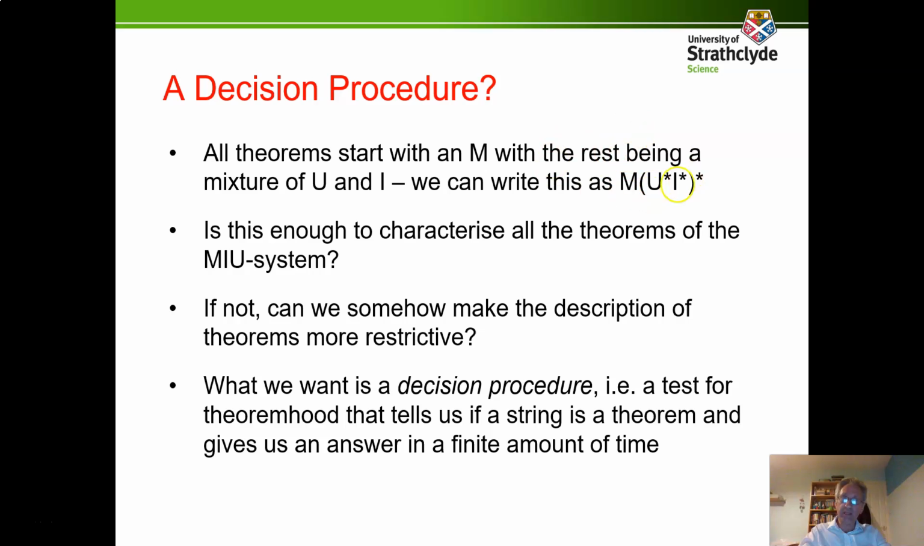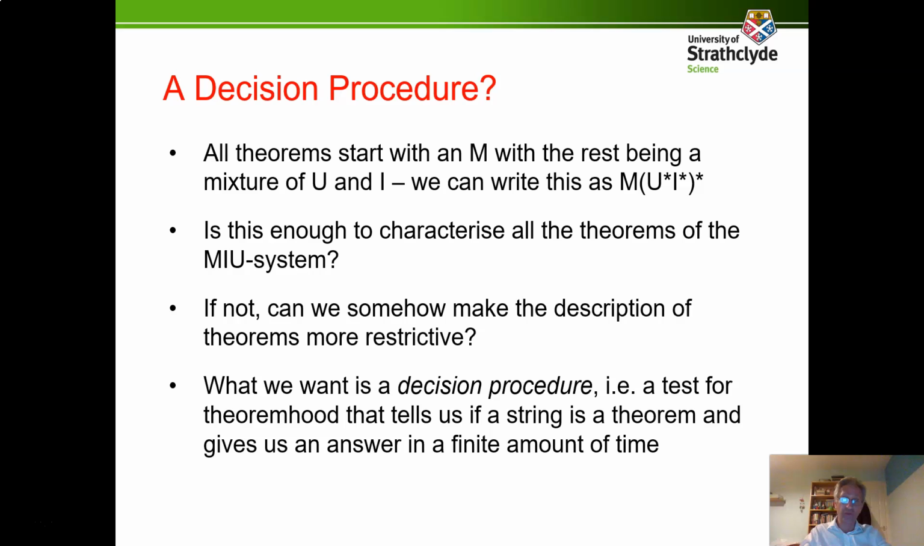Turns out, in fact, it's not. So that pattern there is not good enough to characterize the theorems of MIU. So we're going to need to make the description of our theorems a bit more restrictive. And what we actually want is what's called a decision procedure. What this is, it's an algorithm. Procedure is the same term as algorithm. So it's a decision algorithm.